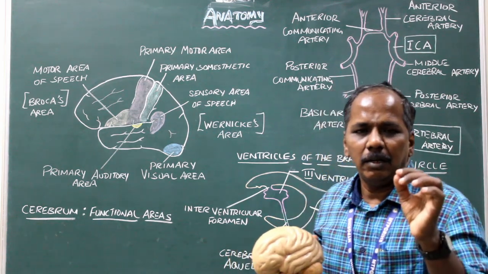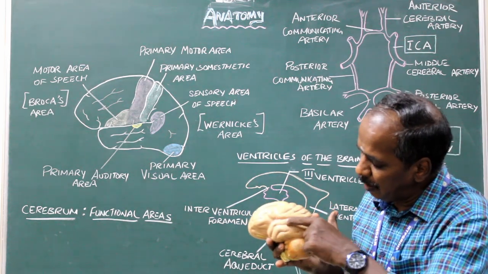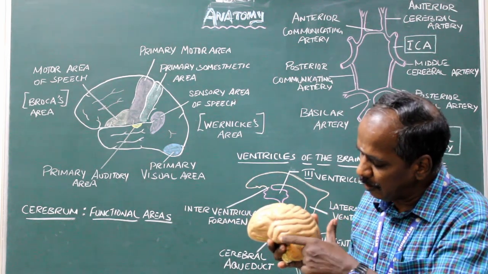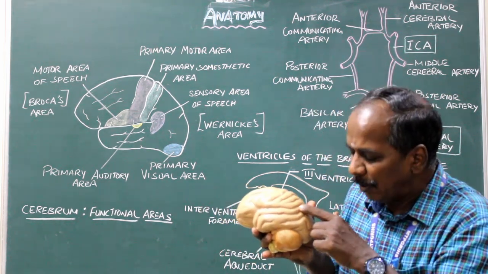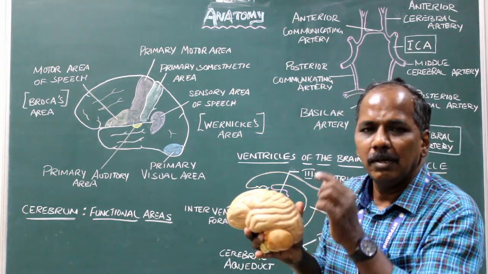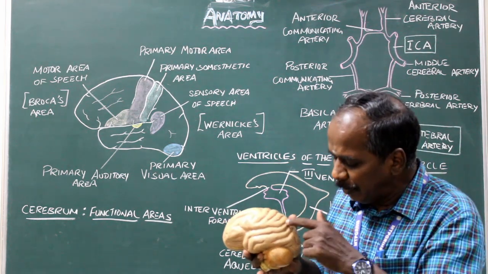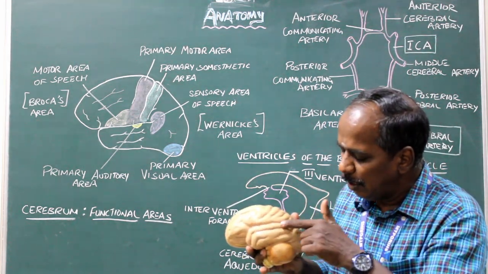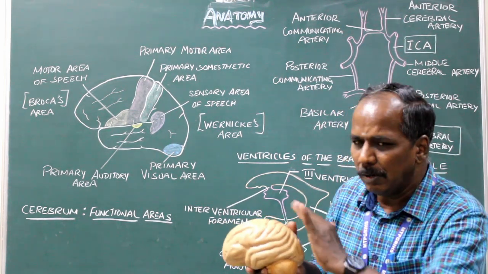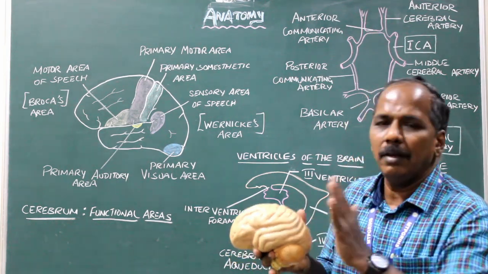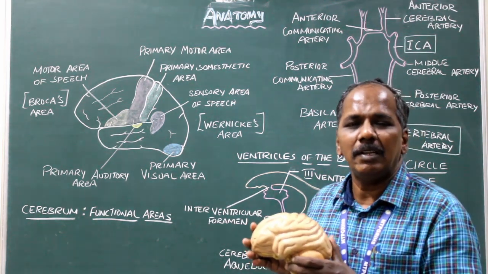Sensory speech area or Wernicke's speech area. This is the superior temporal gyrus, middle temporal gyrus, inferior temporal gyrus. It is present near the posterior end of the superior temporal gyrus. So the sensory speech area of Wernicke is present in the posterior end of the superior temporal gyrus and the adjoining inferior part of the parietal lobe. So these are some of the important functional areas.